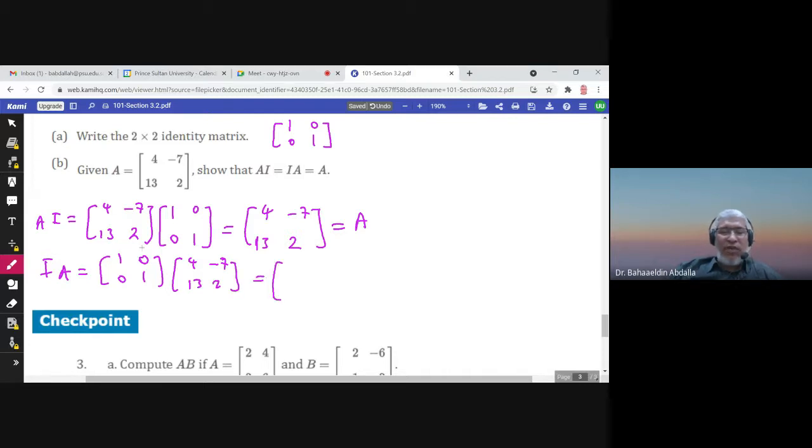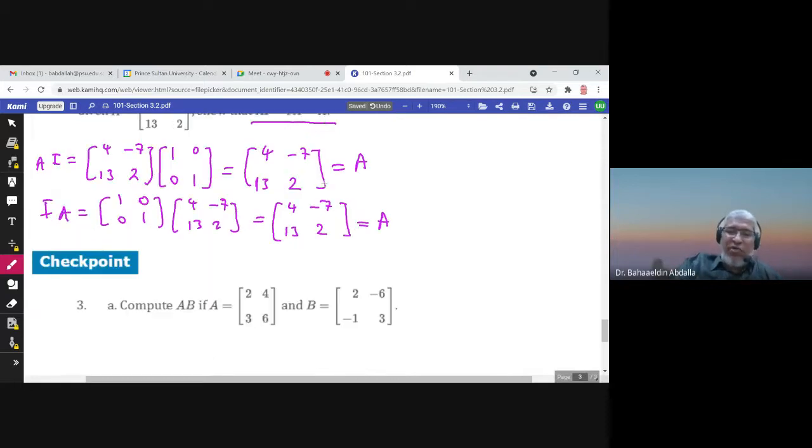Now we multiply the first row in I by the first column. 1 times 4 plus 0 times 13, that's 4. 1 times negative 7 plus 0, that's negative 7. 0 times 4 plus 1 times 13, that's 13. 0 times negative 7 plus 1 times 2, that's 2. And this is again the matrix A. So in fact, A times I equals I times A equals A.